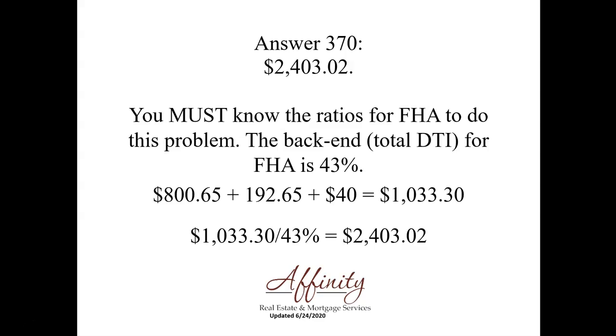That would be $2,403.02. You must know the ratios for FHA to do this problem. The back end total DTI for FHA is 43%. So you take $800.65 plus $192.65 plus the $40, that will equal $1,033.30. Then you take the $1,033.30, divide that by 43%, and you would get $2,403.02.